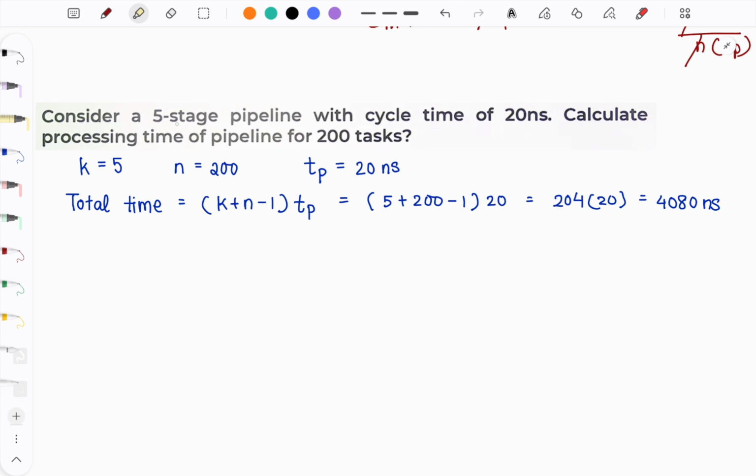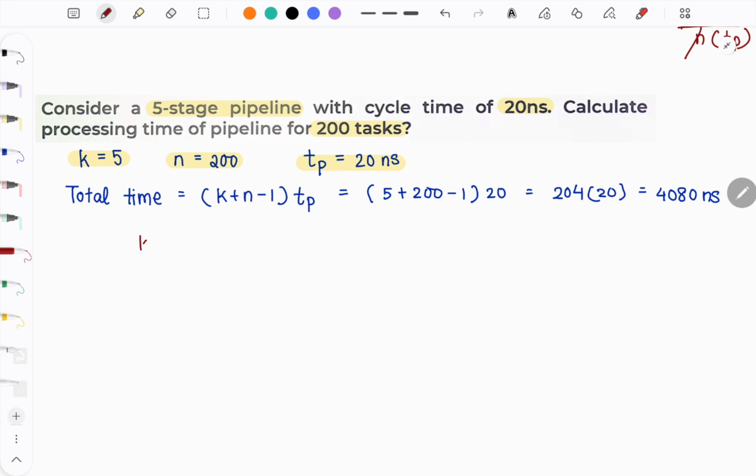Now we are given another question. Consider a 5-stage pipeline with a cycle time of 2 nanoseconds. Calculate the processing time of pipeline for 200 tasks. So what are the things that are given? 5 stages means there are 5 segments, n equals 200 tasks, and the cycle time of pipeline. This is a pipeline case, so Tp equals 2 nanoseconds. The formula that we will be applying for the total time is (k plus n minus 1) times Tp. Here k is the number of segments, n is the number of tasks, and Tp is the cycle time. We'll put the data here, 5, 200 minus 1, and multiply it with 20, the cycle time. We'll get the final answer as 4080 nanoseconds.